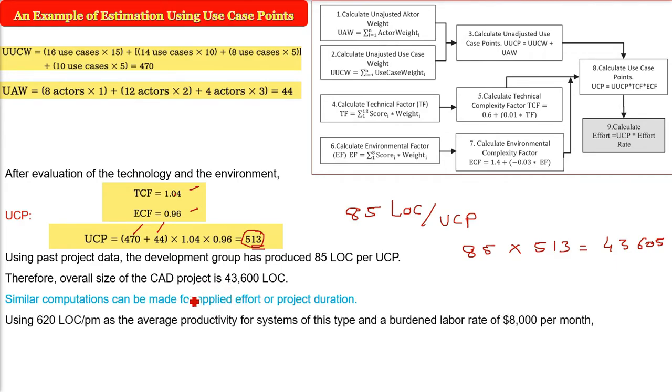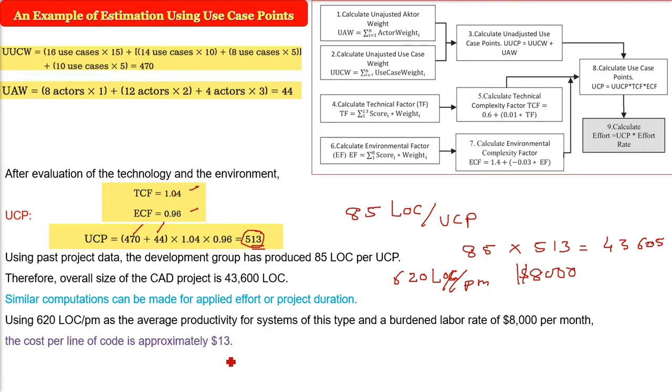Now, a similar computation can be made for applied effort or project duration. Say we have 620 LOC per month as the average productivity for a system of this type, and there is a labor rate of 8,000 per month. This is also given to us from our past experience and past projects' cost and the present cost. So what will be the cost per line of code? We have 8,000 as the cost. Divide it by 620 LOC per month, so you get 13. This will be the cost per line of code.